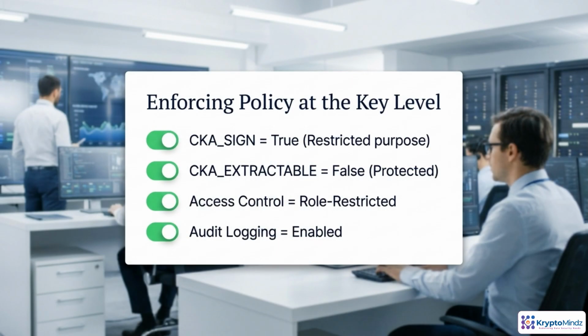When you define a signing key in a Luna HSM, think in 4 dimensions. First, attributes. Mark the key as sign-only, not for decrypt or unwrap, and make it non-extractable and HSM generated. Second, access control. Map use of that key to specific roles, quorum rules, and client identities. Third, lifecycle. Govern who can rotate, clone, or destroy it. Finally, audit. Log every sensitive operation so you can later prove how the key was used.